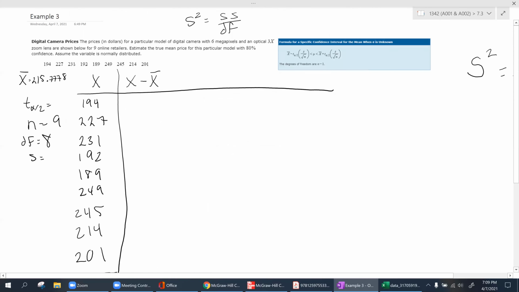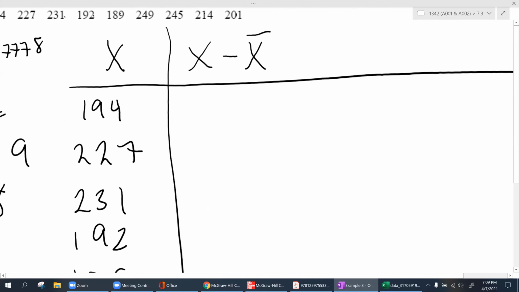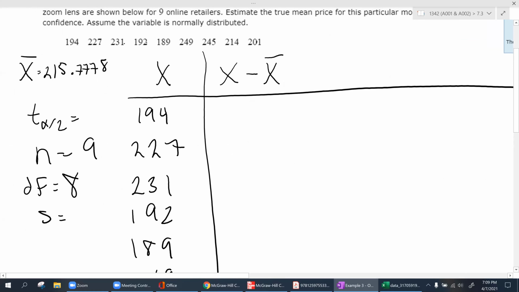Now, how we find x minus x bar. You know what, let's do what is asked from you in the homeworks. I believe it's just to 1 decimal place. I think that's what I have it set up as. That's 3 decimal places. Okay, so we'll keep it like this. Make sure you have your calculator handy.